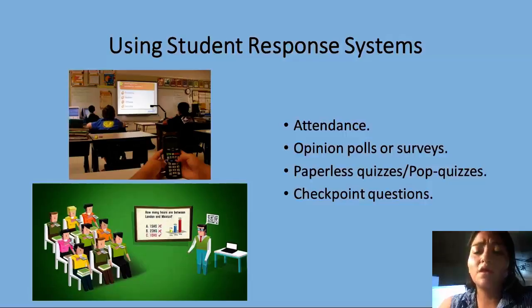And then we have the checkpoint questions, which are something similar to pop quizzes, but these questions help check if students are focused, if they are learning what is just being taught. If what was just taught 5 minutes ago, did the students actually capture that information? Did they retain it? Did they understand it? So it gives that sort of feedback to the teachers as well.